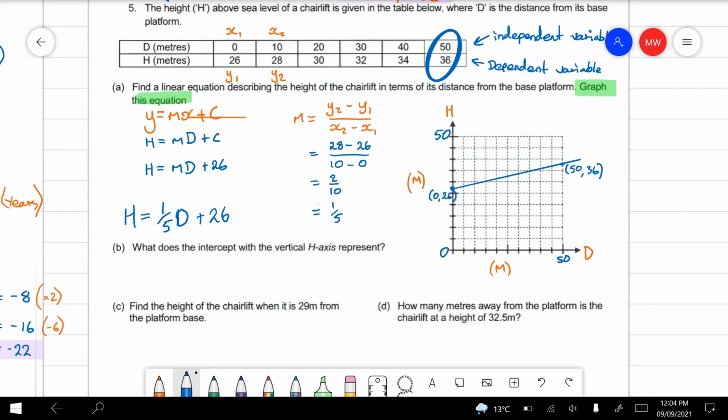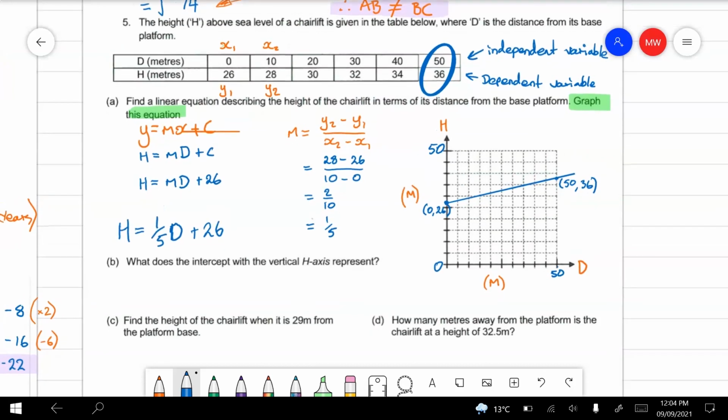And that's drawn. Okay, now question B, what does the intercept with the vertical H represent? Well, often people write here it's the y-intercept, which is true, I guess. But what we're saying here is we've got to go back to the question. It's a worded question, and it says the height h above sea level of a chairlift. So what does the intercept represent? It represents the height of the base of the platform above sea level, or the beginning height of the chairlift above sea level before it starts moving. Something along those lines would be perfect.